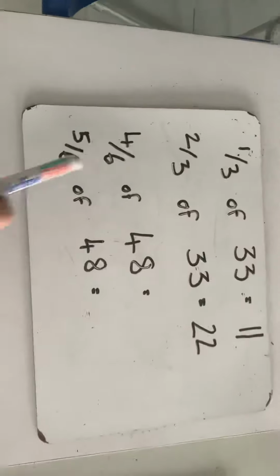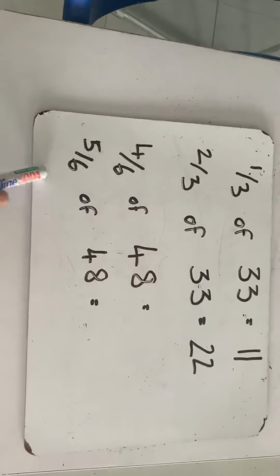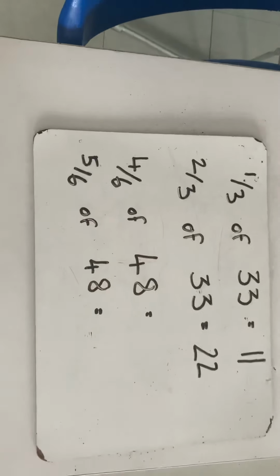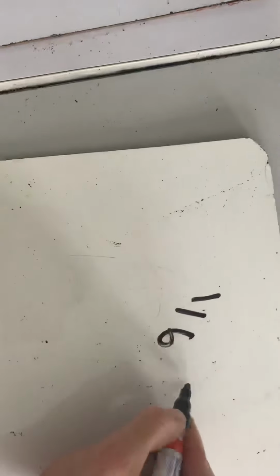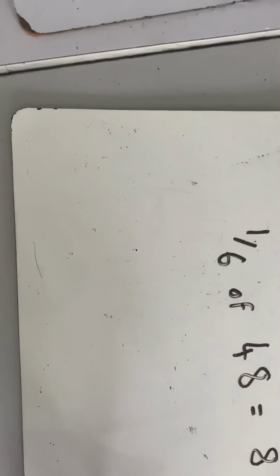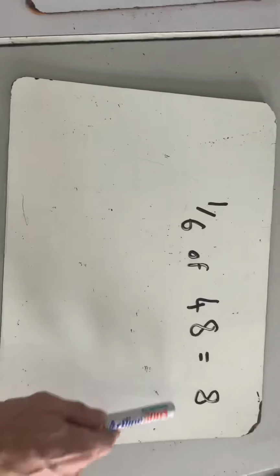Now this one's a bit trickier, because this time we're dealing with sixths. So this time we are dividing by 6. I'm going to make a unit fraction first to help me. So I'm going to do, very quickly, 1/6 of 48. This is going to help me. Okay, so 48 divided by 6 is 8, because 8 goes into 48 6 times. So 1/6 of 48 is 8.